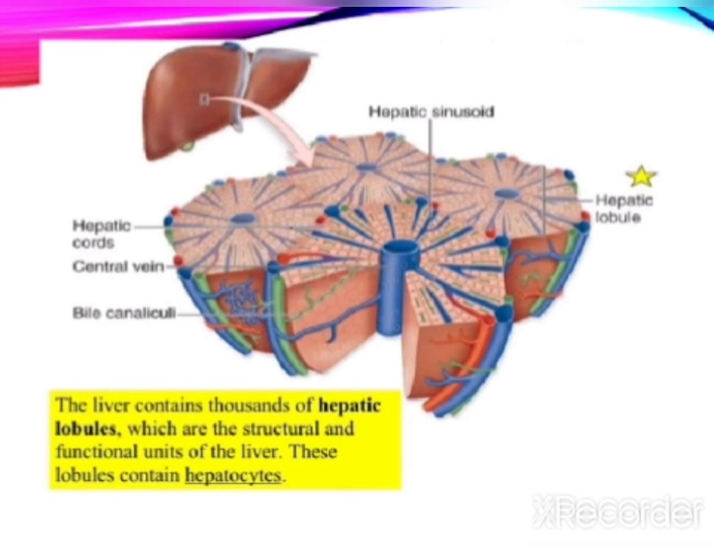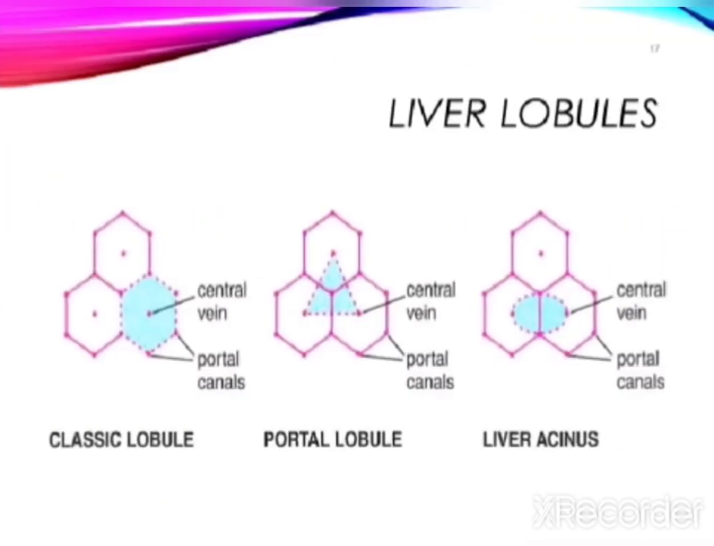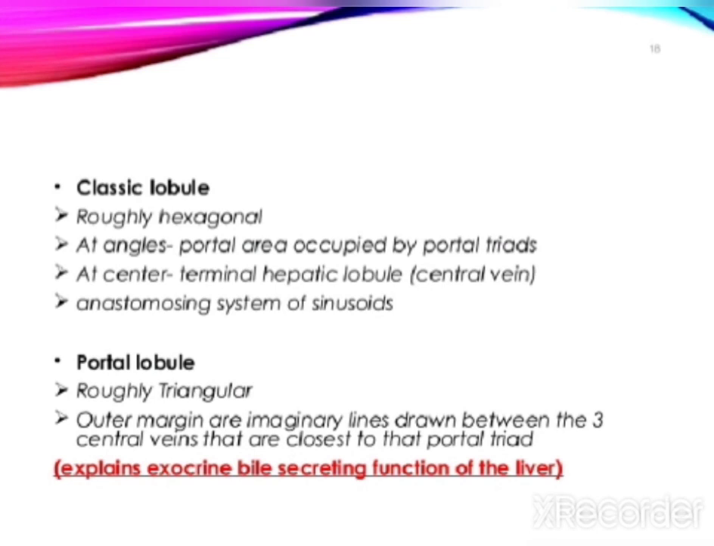So the liver contains thousands of hepatic lobules, which are the structural and functional unit of the liver. These lobules contain the hepatocytes. Next is how the liver lobules look: classic lobules, portal lobules and the liver acinus. This is a little about the classic lobule.